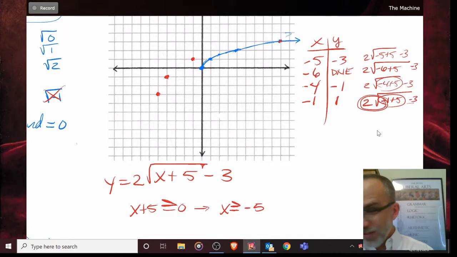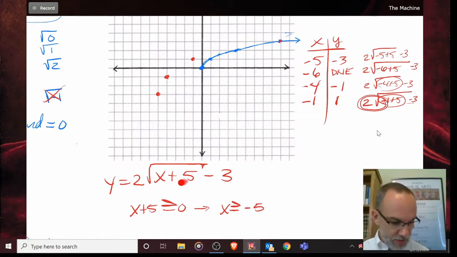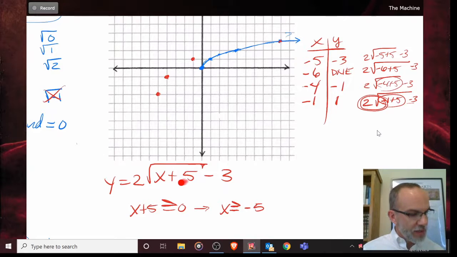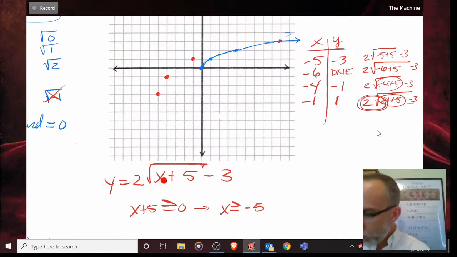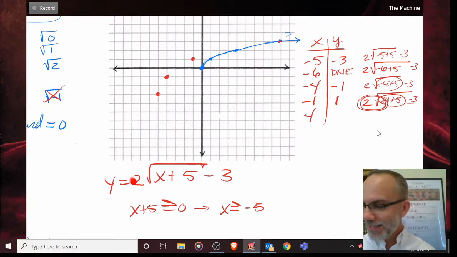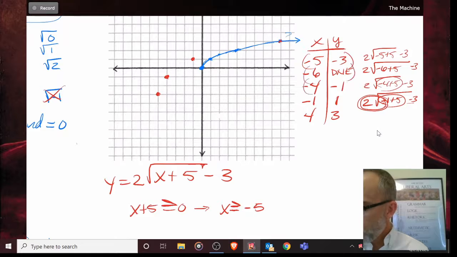What else could I take the square root of? 9? If I did the square root of 9, that would mean here that my x had to be, did I do that on my example? Yeah, it would be 4. 4 plus 5 is 9, and then I can take the square root of 9. So let me do an x value of 4, which gives me the square root of 9. Square root of 9 is 3, times the 2, which would be 6. 6 minus 3, 3. So I'm plotting then all of these points here.